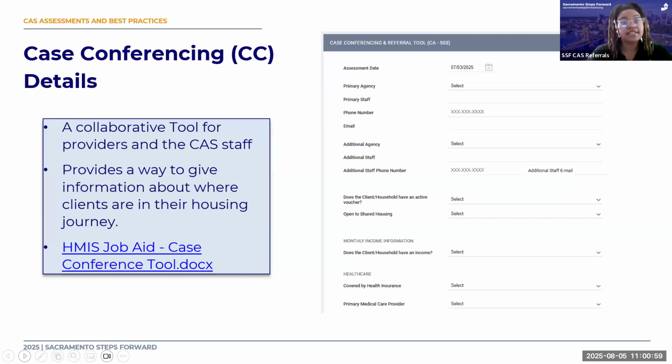And it also provides a space where you can get some input from what staff is looking at in terms of doc readiness for clients. And then there is a really cool job aid as well that's also linked in this slide that tells you how to do the case conferencing tool, what your parts are. There are parts that are specifically for the providers, and then there are parts that are specifically for SSF staff.